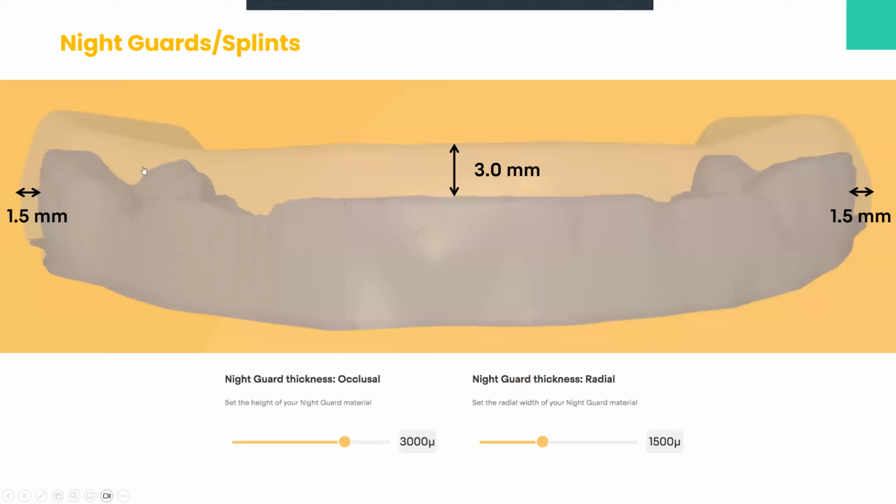So here's the night guard inside Clinux. Turn the model off so you just see the night guard itself. There's the 3 millimeters occlusally, and we have 1.5 here on the radial surfaces. Okay.